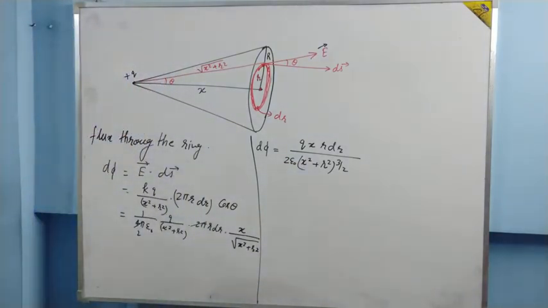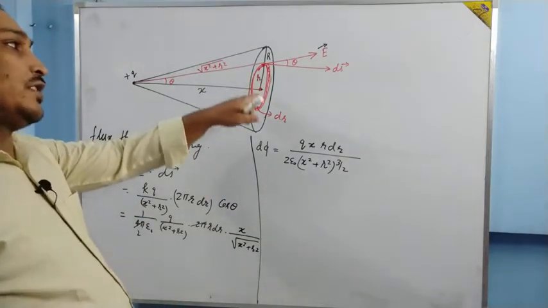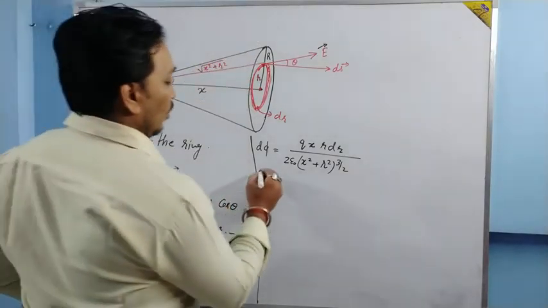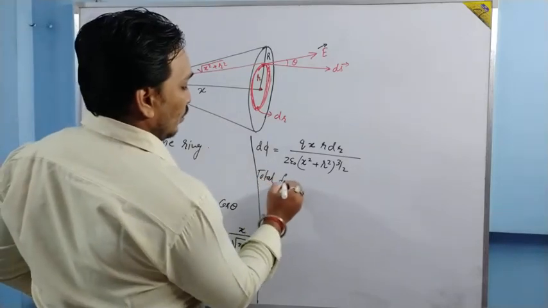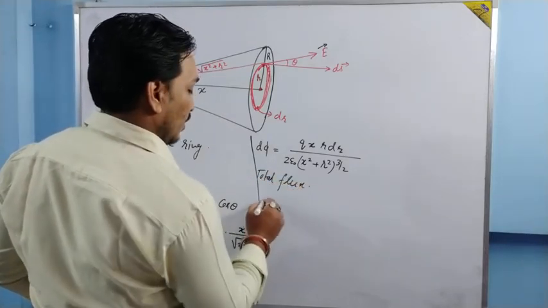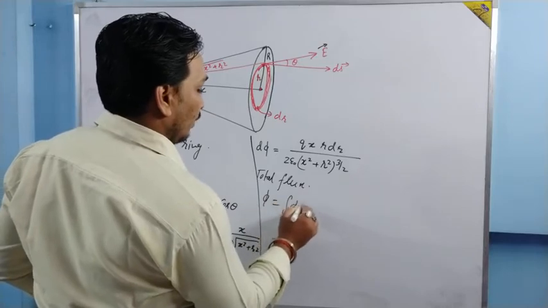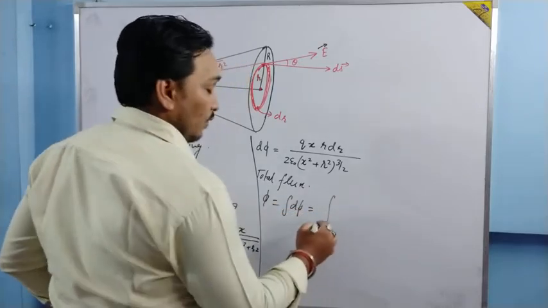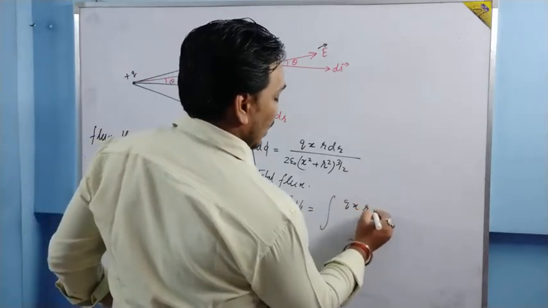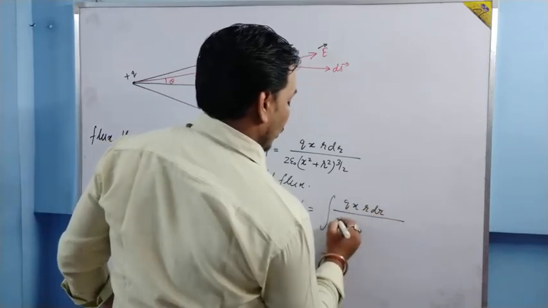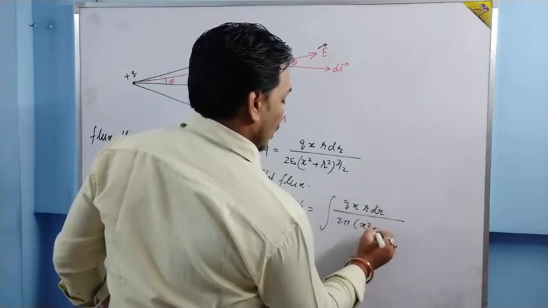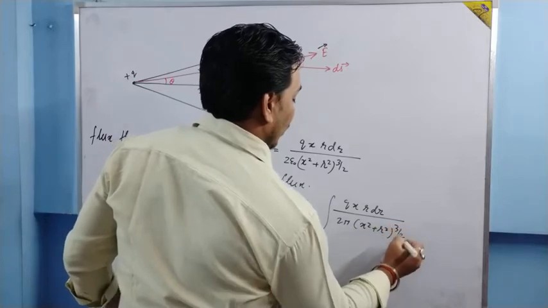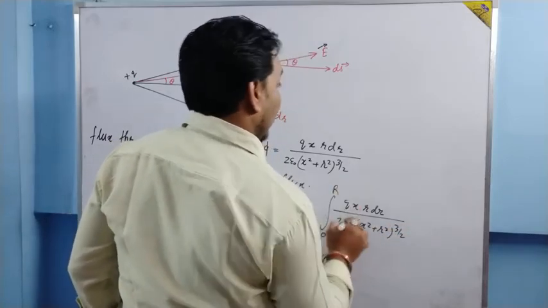Now what we have to do? We have to integrate it for the complete disk. The value of small r varies from 0 to capital R. Total flux phi will be the integration of d phi, and it will be the integration of q x r dr upon 2 epsilon naught times x square plus r square to the power 3 by 2, limit 0 to capital R.